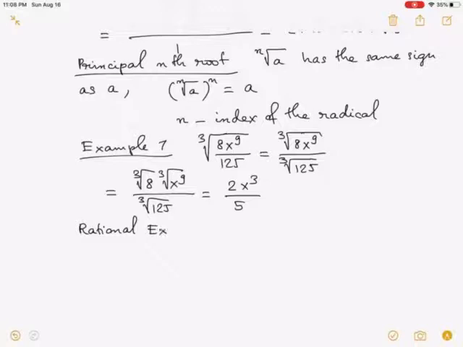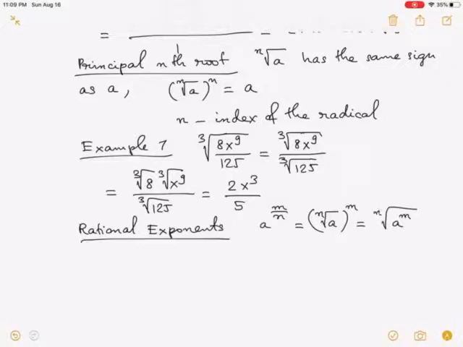Okay, next. Rational exponents. So a to the power of rational number m over n, we could understand it as the nth root of a and take it to the power m, or it is the nth root of a to the power m, and after that take the nth root. Either way.